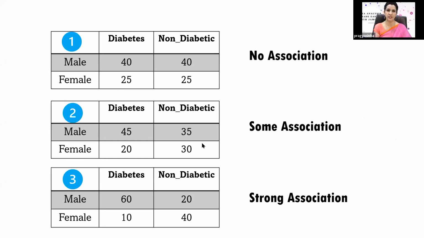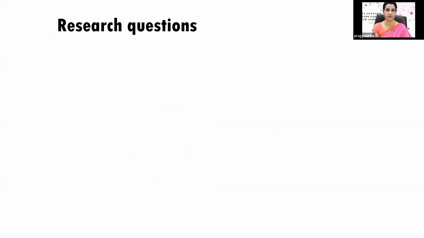In table 2, we can say that yes, there is some association, but definitely in the third case, we can say that the number of males in the diabetic category is much higher, whereas if you see the women, they are very few. So we can say without data analysis that men are suffering from diabetes more. The number of diabetics is higher when the gender is men. So we can say that there is an association between diabetes and gender.